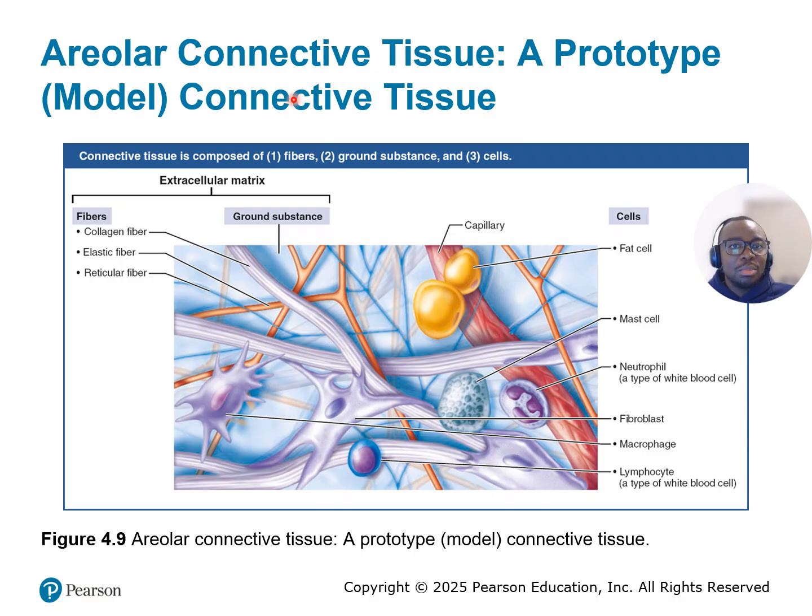The three major components of the model are summarized as follows. Fibers: a network of three intertwined fibers includes, from the thickest to the thinnest, collagen, elastic fibers, and reticular fibers. Ground substance fills the space around the fibers and cells. Cells are clustered around the fibers and capillaries. They include fat cells, mast cells, fibroblasts, and macrophages.